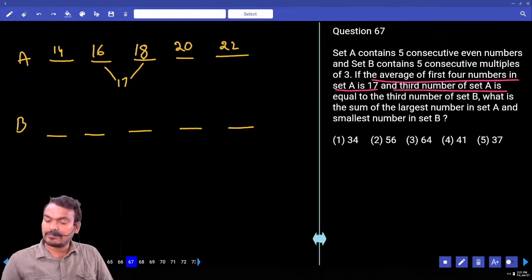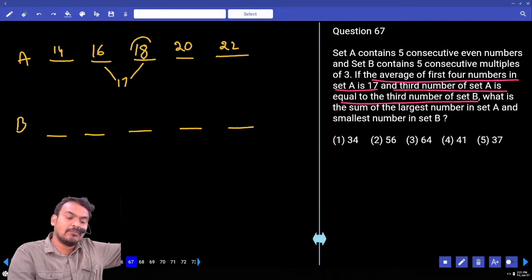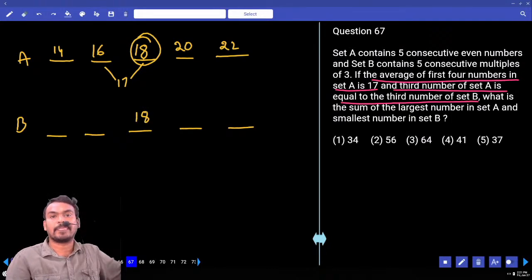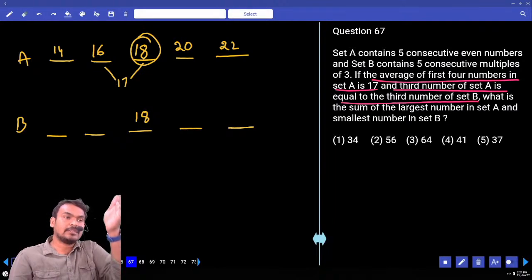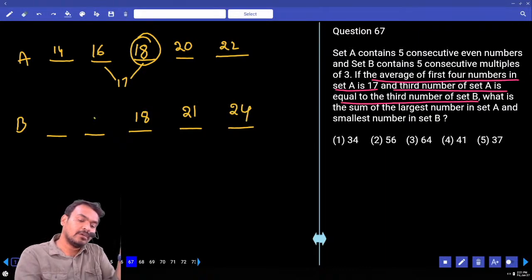And the third number of set A is equal to the third number of set B. What is set A's third number? 18. It is also equal to the third number of set B. But all of them are multiples of which one? 3. Means 18 is the middle number. Next number 21. Next number 24. Previous one 15. Previous one 12, or not?